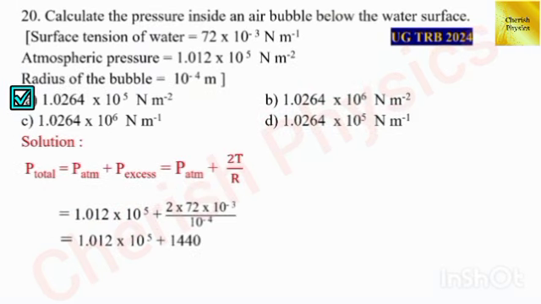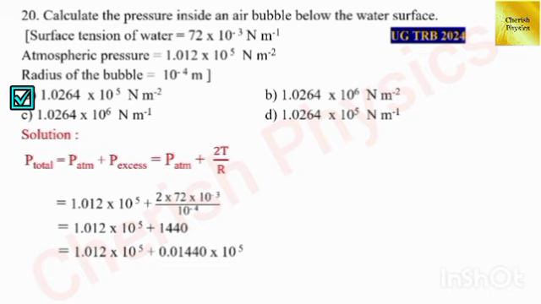On simplifying the second term, we get 1440. The second term can be written as 0.0144 into 10 to the power 5. On adding these two values, we get 1.0264 into 10 to the power 5.